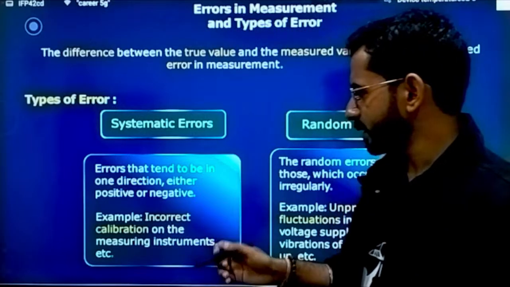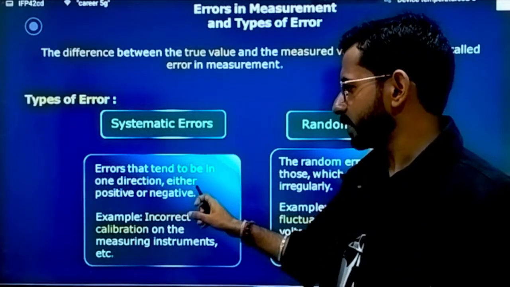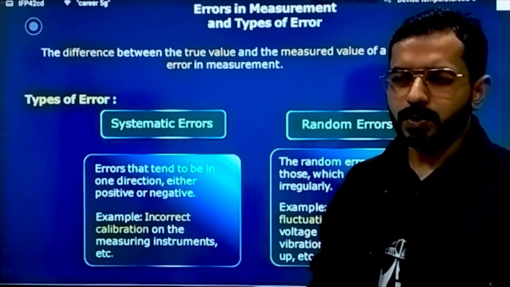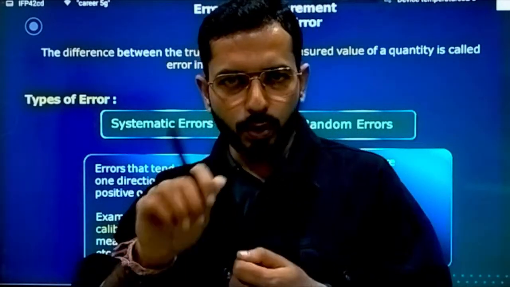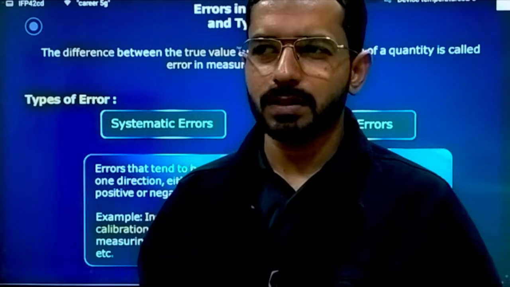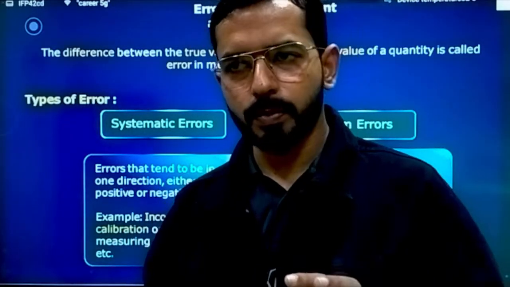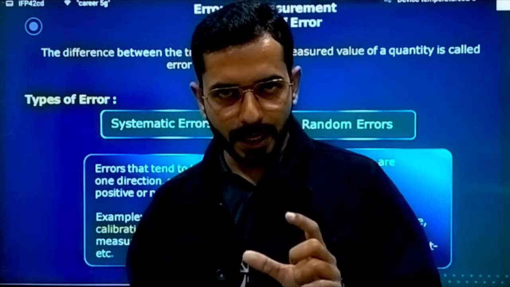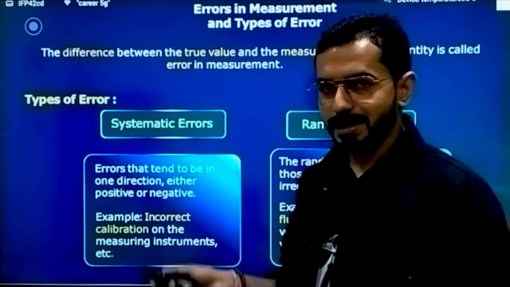Systematic error, now understand what is systematic error. It tends to be in one direction, either positive or negative. It is due to the measuring instrument. For systematic errors, let's suppose you have a scale and your scale is broken. So always when you are calculating, there will be some error in the calculation because you are using a broken scale. So the error that comes due to the measuring instrument is called systematic error.